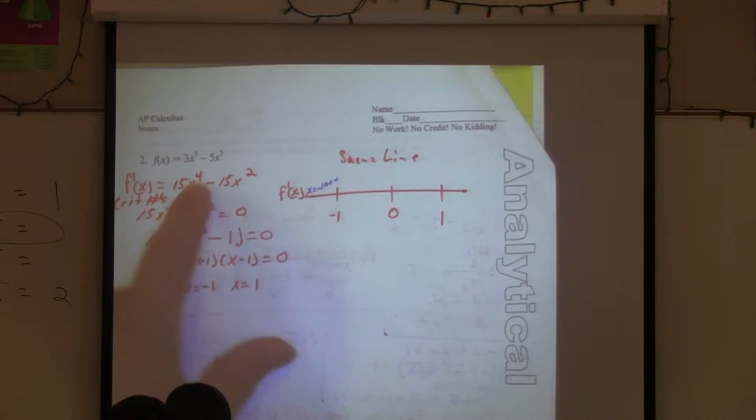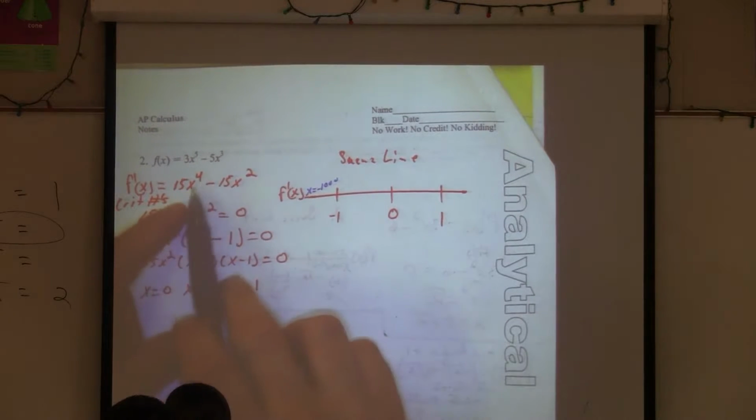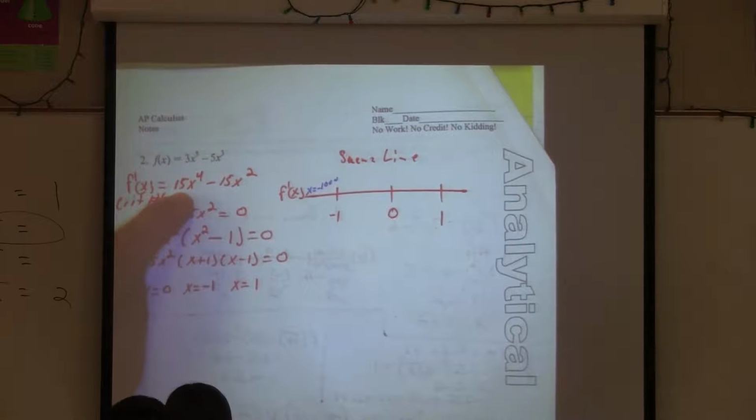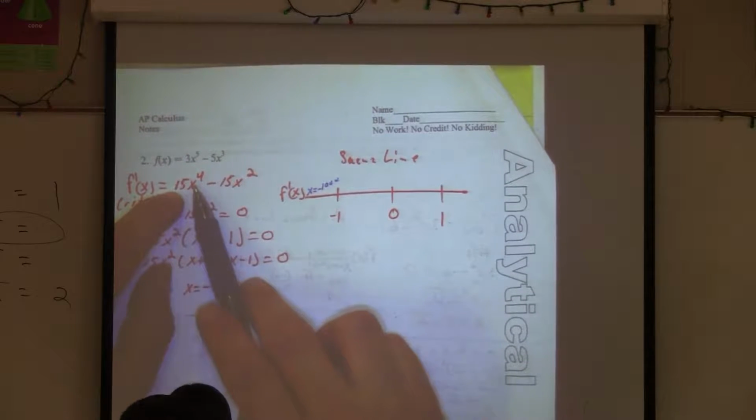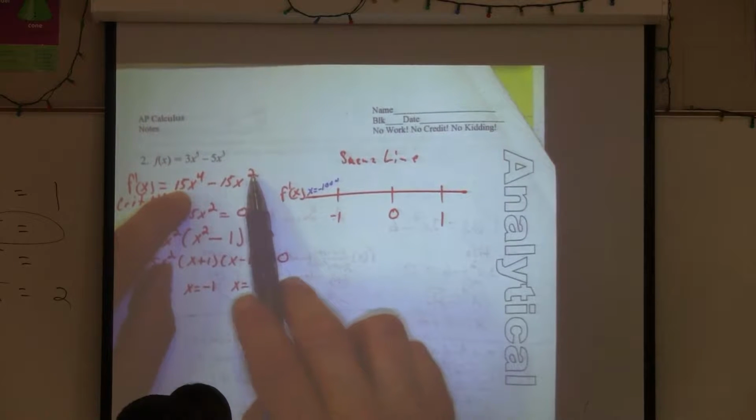Careful. We can use this one here. What's negative 1,000 to the fourth? Positive times 15, some big number. Negative 1,000 squared, is that smaller than this? Yes, that's still a positive times 15.